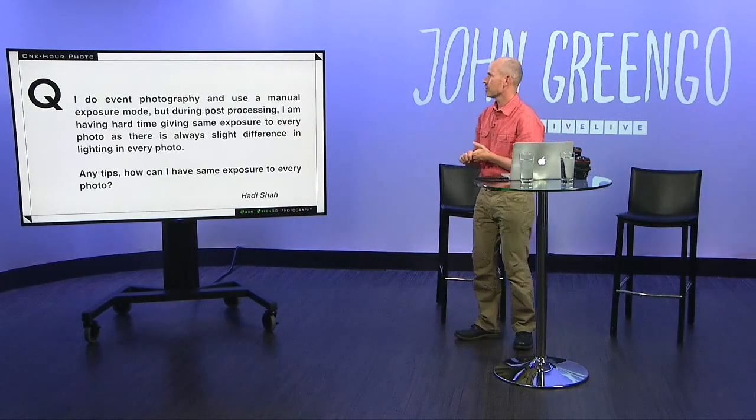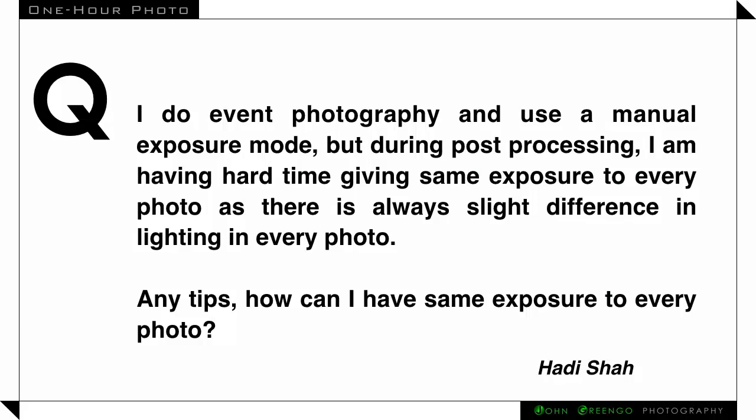All right, last question is, I do event photography and use a manual exposure mode, but during post-processing, I'm having a hard time getting the same exposure to every photo, as there's always a slight difference in lighting in every photo. Any tips on how I can have the same exposure in every photo?